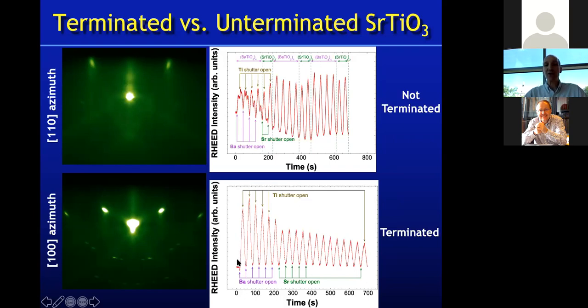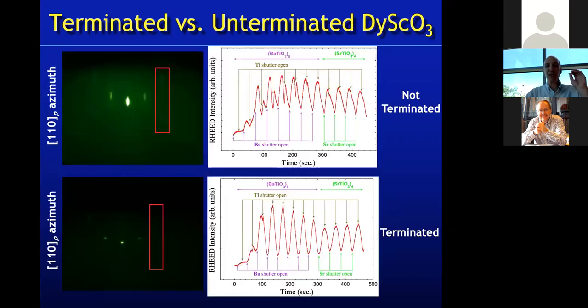Whereas if you start with a substrate that has a known termination, so this is strontium titanate using the Twente termination of TiO2 terminated, we can then deliberately start with a monolayer of barium oxide, and then right from the get-go, you see that things look quite good. So it definitely helps to have these terminations that provide known termination, smooth surface, and low chemical damage.